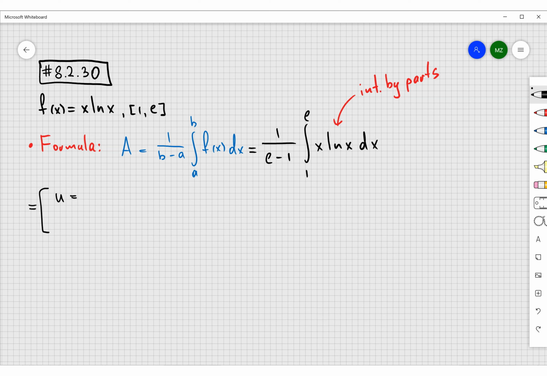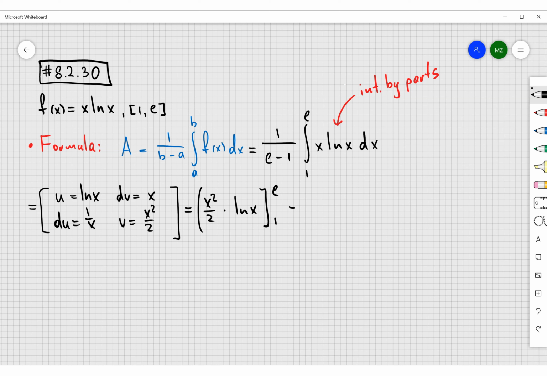So for that, I need to make a choice. What is my u and what is my dv? We have two options: either I can say dv is ln x or x. And if I choose ln x, then how do I find the integral of ln x? That's difficult. So that's why I'm going to choose dv to be x. And then you can observe that if u is equal to ln of x, then du is pretty simple, 1 over x. So when we apply integration by parts, I'm going to obtain x squared over 2 times ln of x between 1 and e minus the integral of 1 over x times x squared over 2. And x squared is going to cancel, so I'm going to end up with just x over 2.